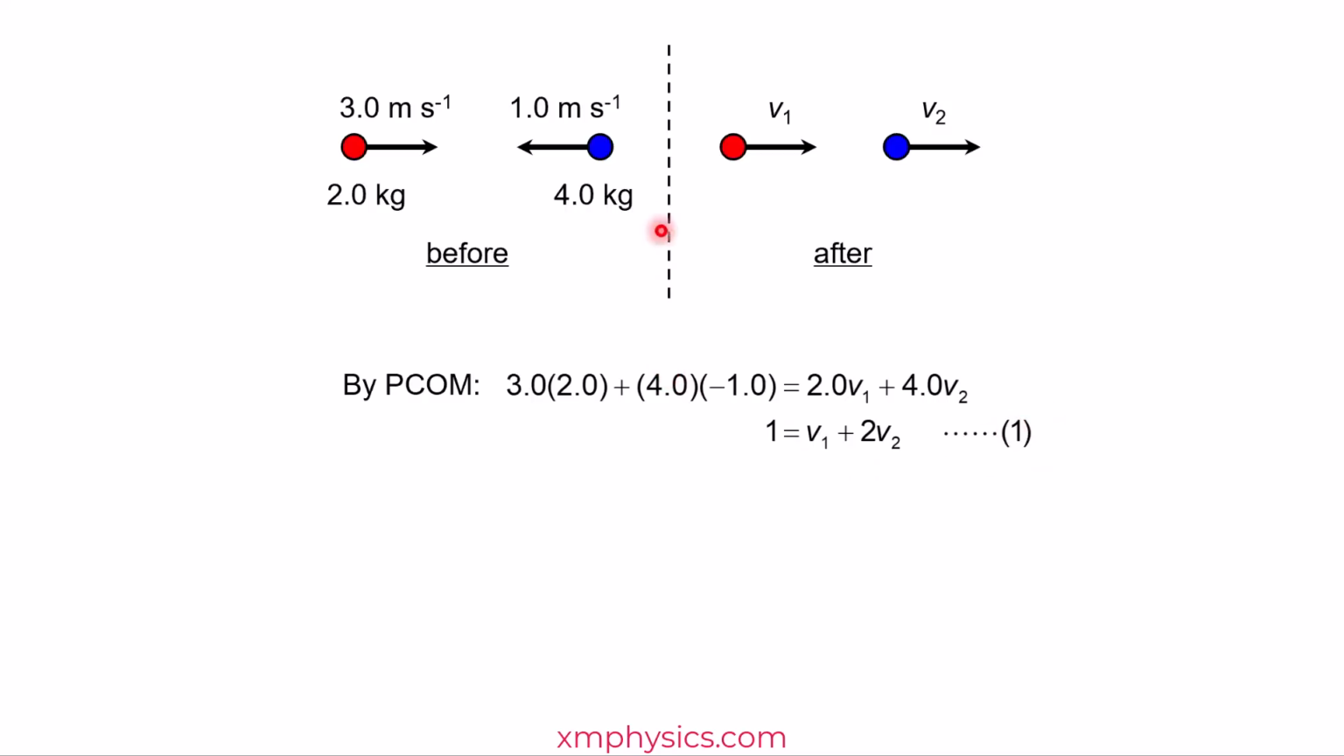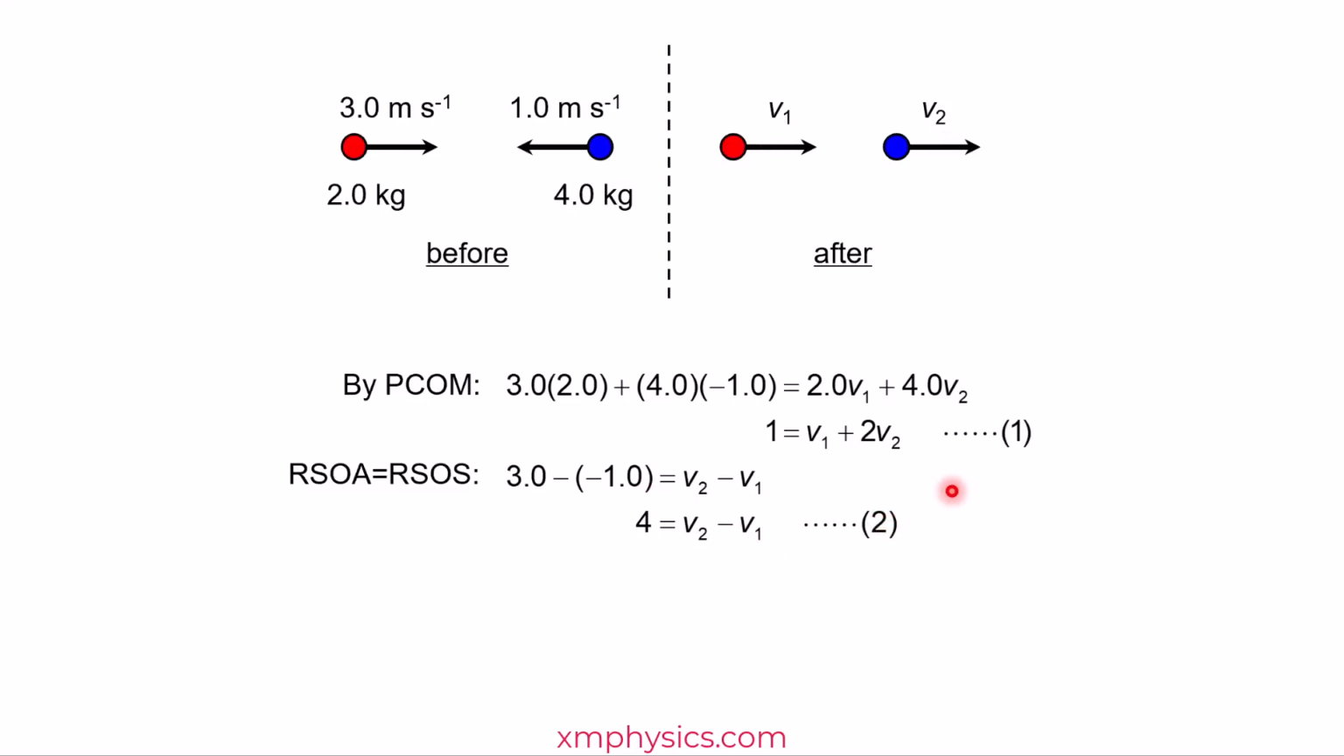Now since we are told that this is an elastic collision, we know that the relative speed of approach is equal to the relative speed of separation. So 3 minus -1 is equal to V2 minus V1. So we call this equation 2.